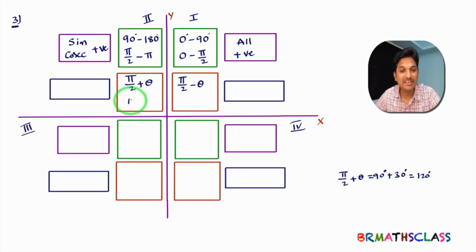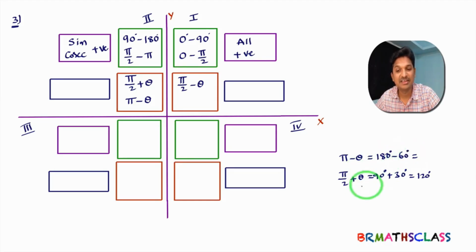Similarly, pi minus theta also lies in second quadrant. Pi minus theta, pi means 180 degrees minus theta. Theta is an acute angle. You select any acute angle. For example, I will select 60 degrees. Okay, 180 degrees minus 60 degrees is what? 120 degrees. 120 degrees lies in second quadrant only. So, what I am trying to say, this is important. What we are learning now, that is important. Pi by 2 plus theta lies in second quadrant. Pi minus theta also lies in second quadrant. And this box I'll discuss at the end.